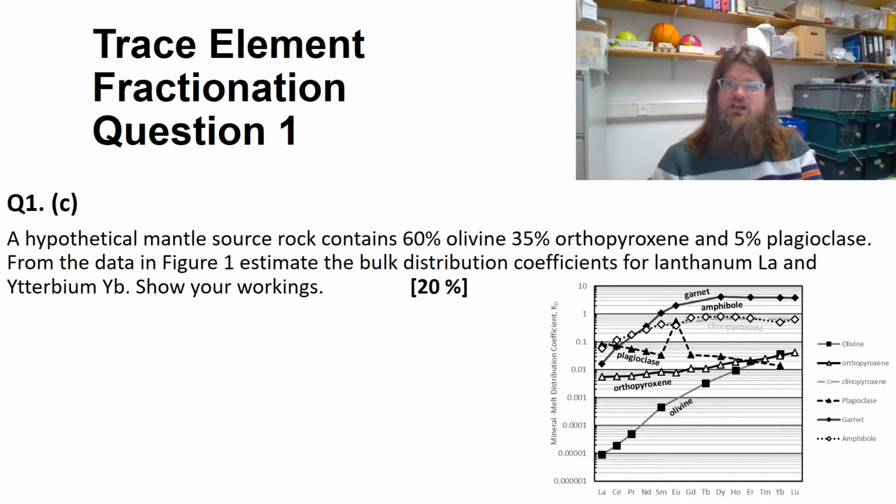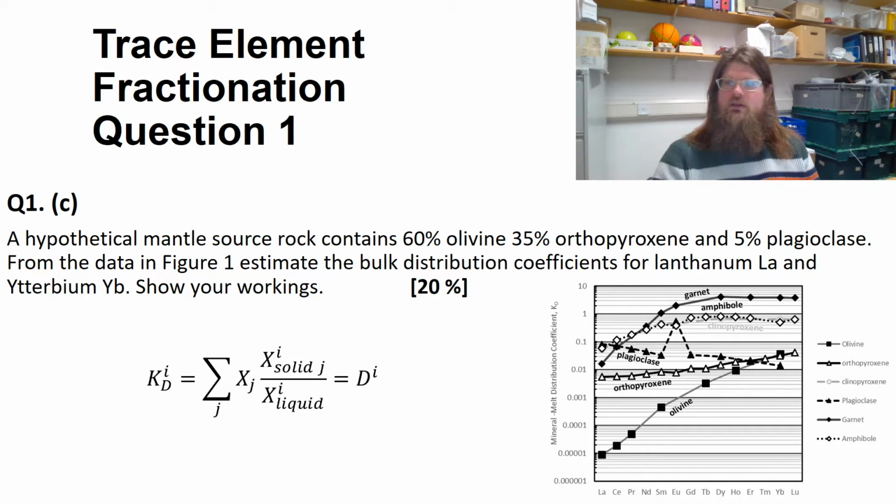So the figure is showing us the mineral melt distribution coefficients. We're asking now to calculate the bulk distribution coefficients for two of these elements, lanthanum and ytterbium. To show your workings, I put that in just in case you didn't think you had to show your workings in an exam question, which should be fairly obvious, but I'll put it in to point you towards where the marks are held. So this is broadly the equation that we're looking to use in this case.